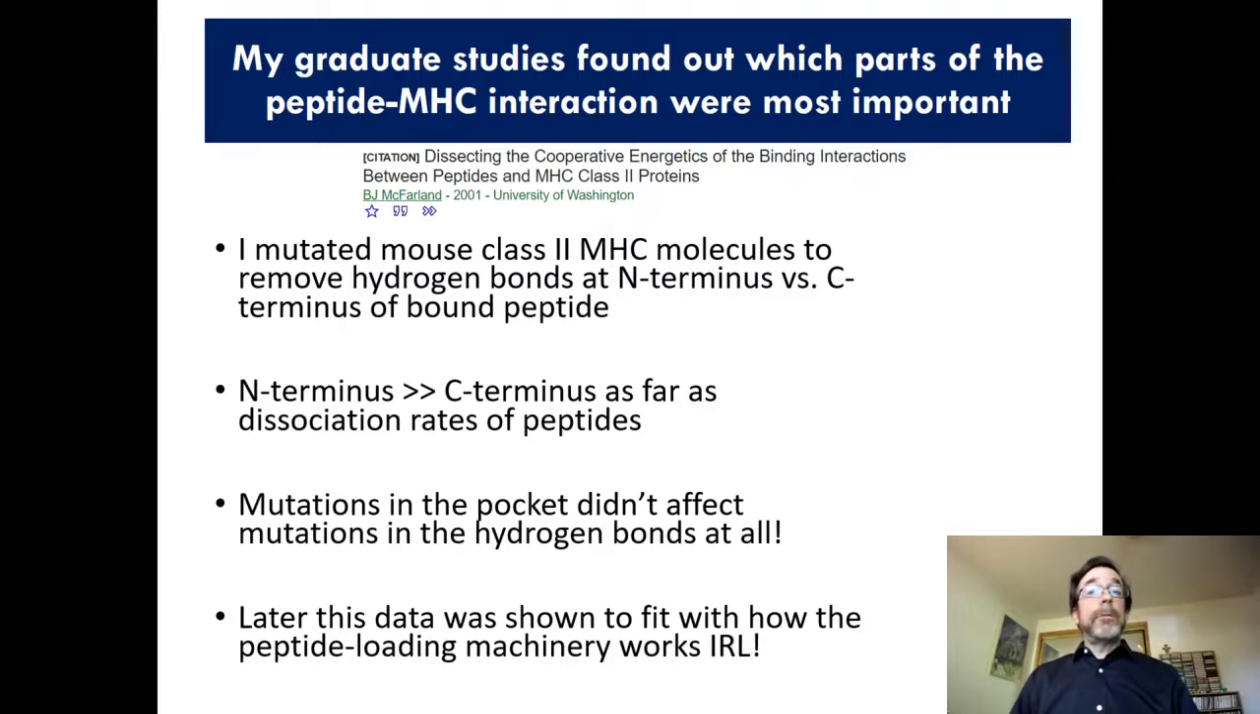And actually, what I really like, I did all this with the molecules. And then other people went in and they looked at how the immune system actually works. And they found out that part of the immune system that helps the peptides load into Class II only works on one end of the protein. It works on the N-terminal end, which is exactly where my work predicted that they would have gone. The N-terminal end is the one that is more important.